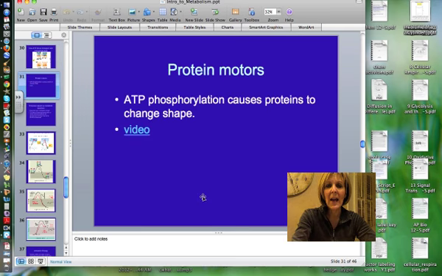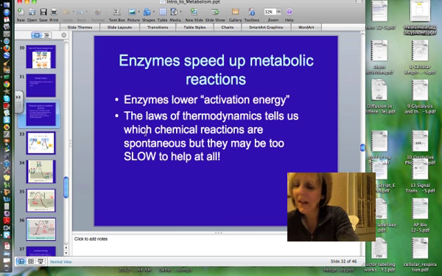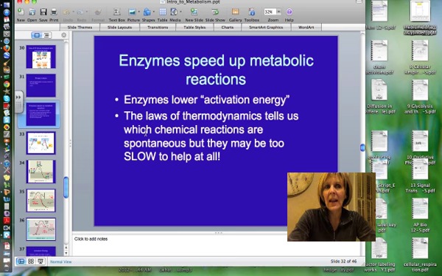and this is also the way that our muscles move. I don't think that I can run this while I'm running a video, so I will make sure that I put this video on Edmodo so that you can watch it. This is a little video of a motor protein. So that's the way that ATP can act as an energy intermediary between exergonic reactions and endergonic reactions.